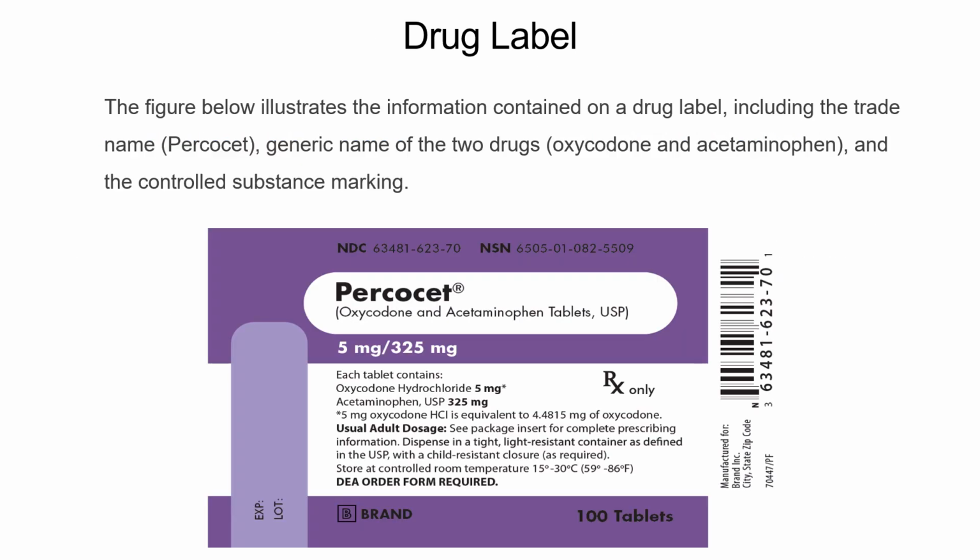Drug labels. So there is a figure on here that shows information obtained on a drug label, including the trade name, which is Percocet, the generic name of the two drugs, oxycodone and acetaminophen, and the controlled substance marketing. So it has that disclaimer on there.